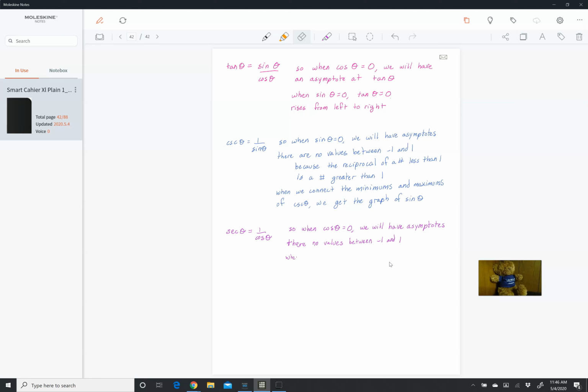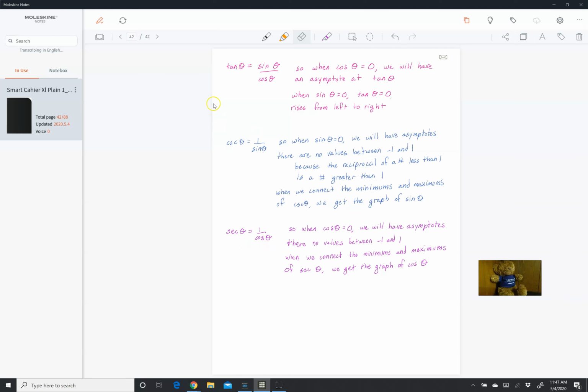And when we connect the minimums and the maximums of secant of theta, we get the graph of cosine of theta. So these are different ways that we could distinguish between these three graphs, okay?